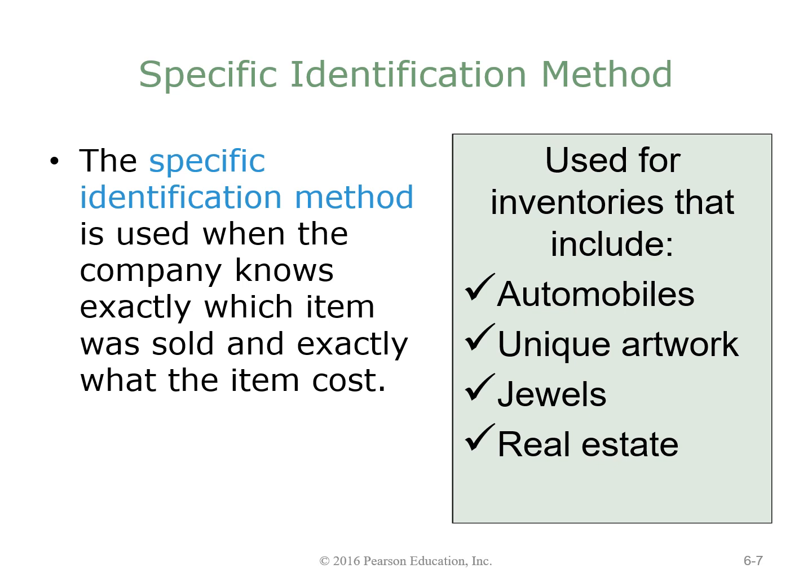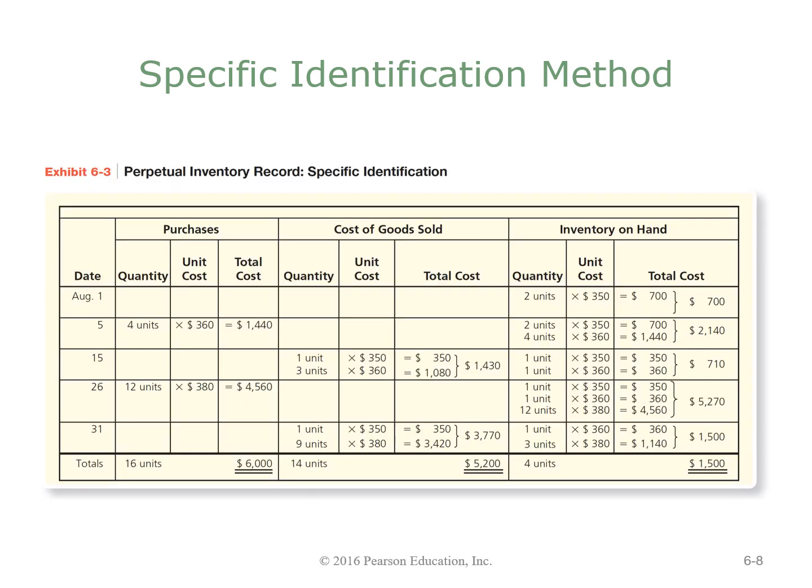Like in automobiles, unique artworks like antiques, jewels, and real estate. In those, for example, we can identify each unit. So based on that identification, we can find out the value or the cost for that unit.